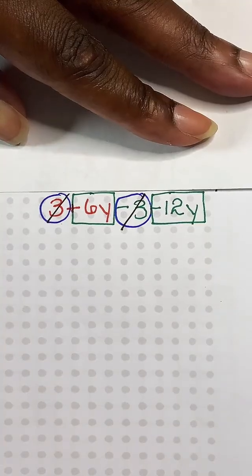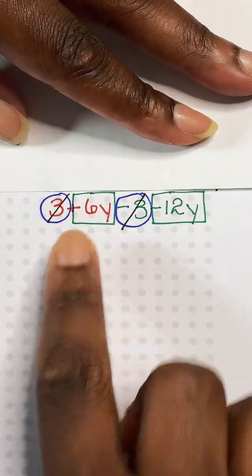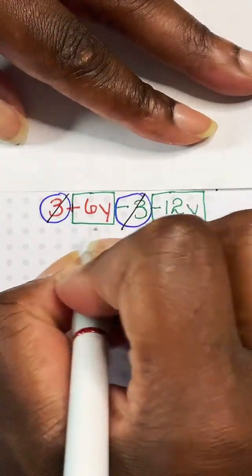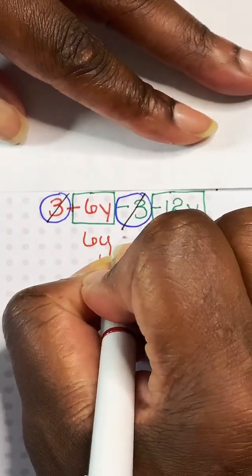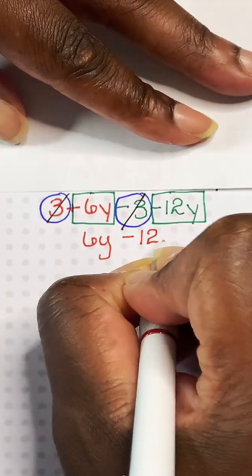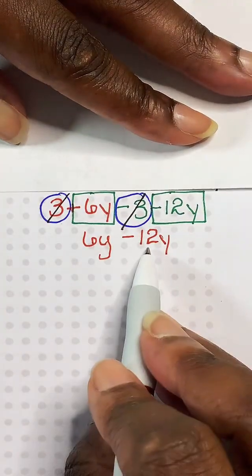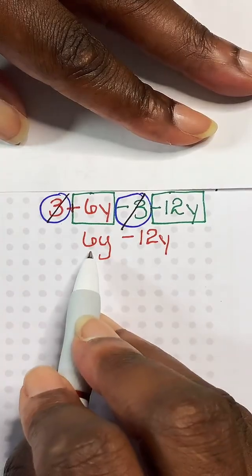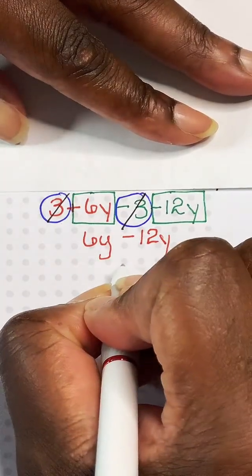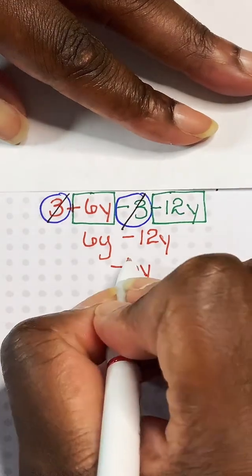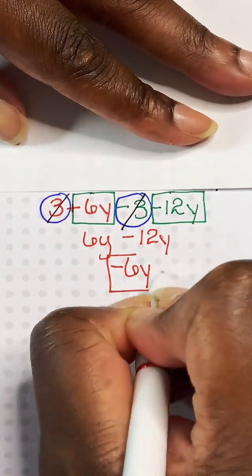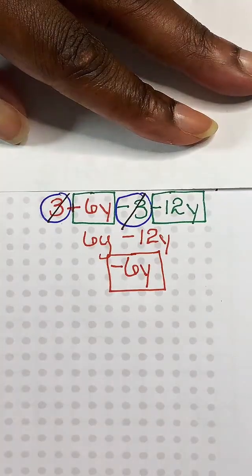Hoping and praying. Okay? So now we have our negative 6, or our positive 6, sorry. We have our 6y, and now we have our minus 12y. So you owe me $12. You paid me $6. Now you owe me $6. So your answer should be a negative 6y.